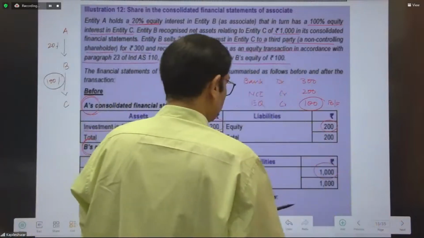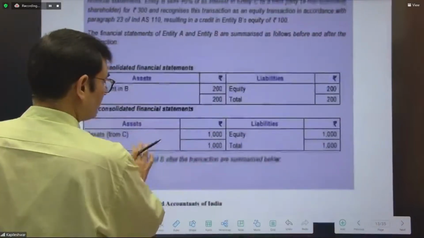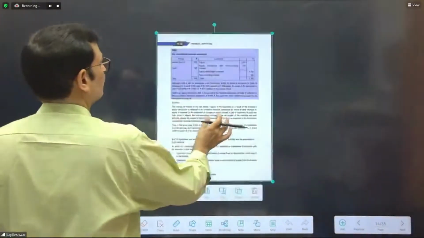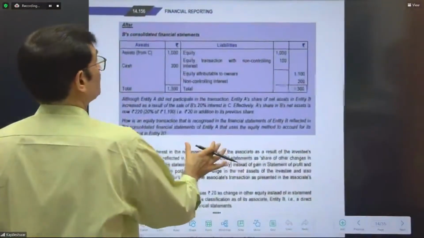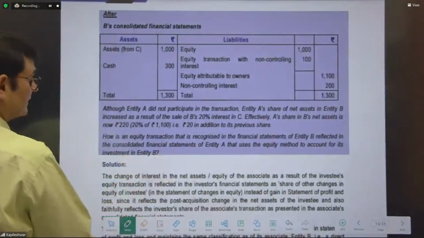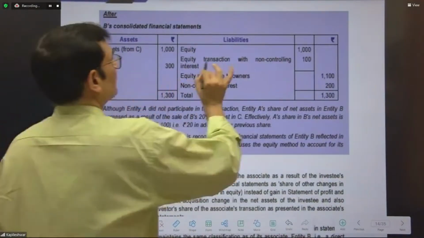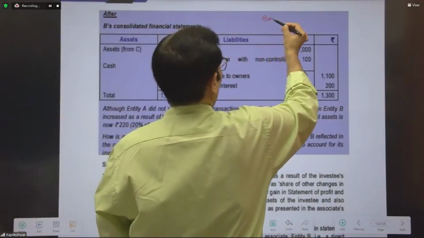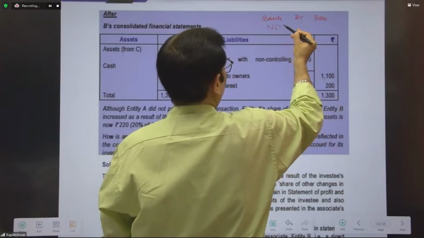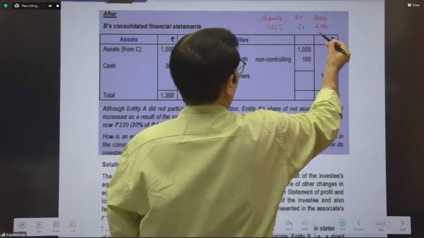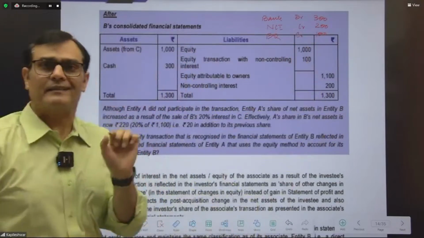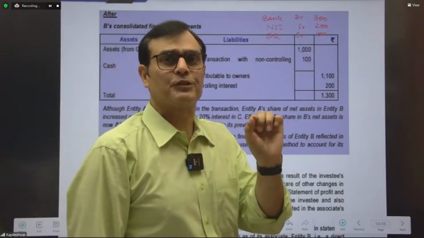Then the financial statements after this transaction. Now he's giving you the financial statements after this transaction. Let's have a look at the financials of B after the transaction is done. Now, once this particular transaction is done, remember, you just need to incorporate that entry. Bank got a debit to the extent of 300. NCI got a credit to the extent of 200. And 100 was the gain, which was directly taken to equity. So I'm just incorporating this entry in the consolidated financials of B.